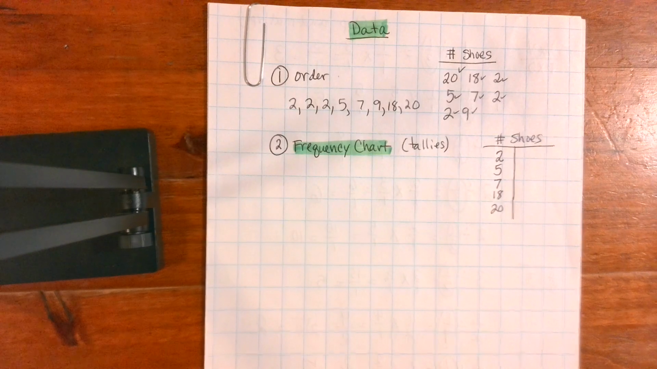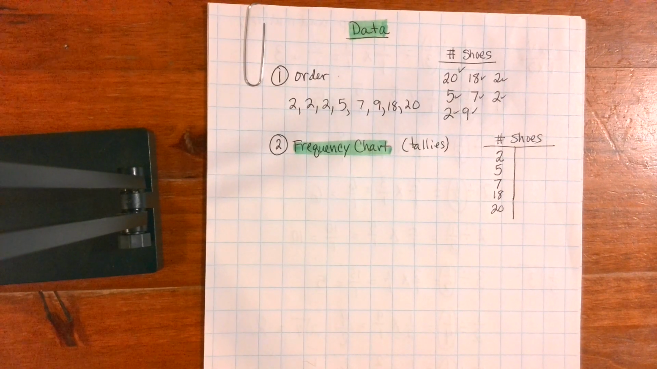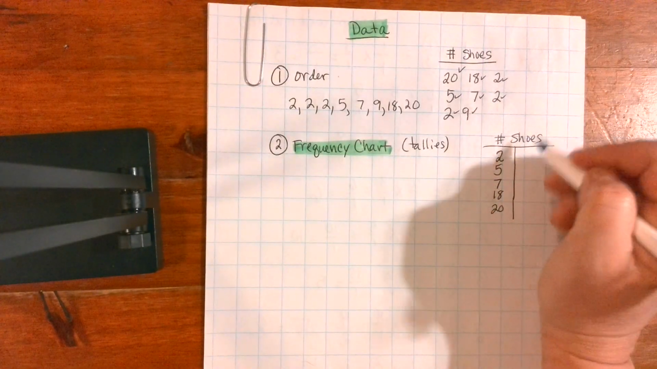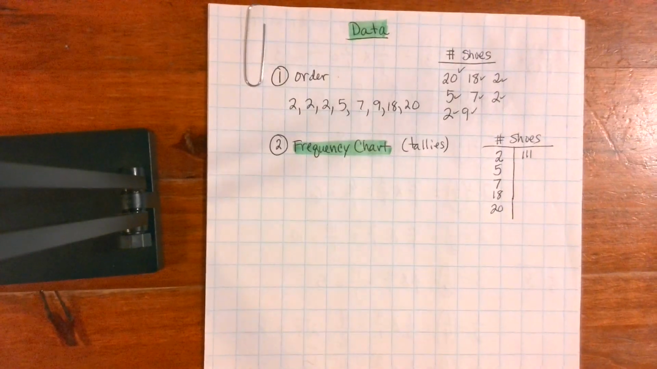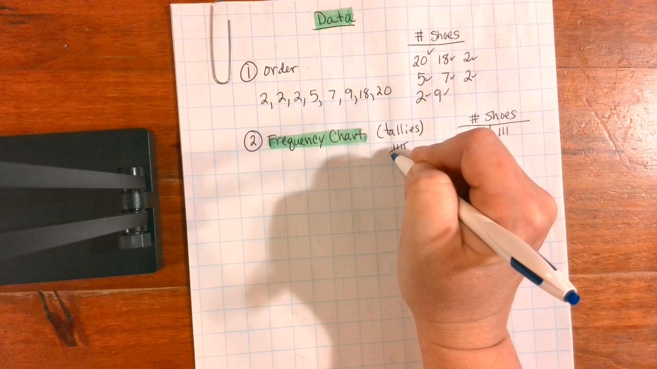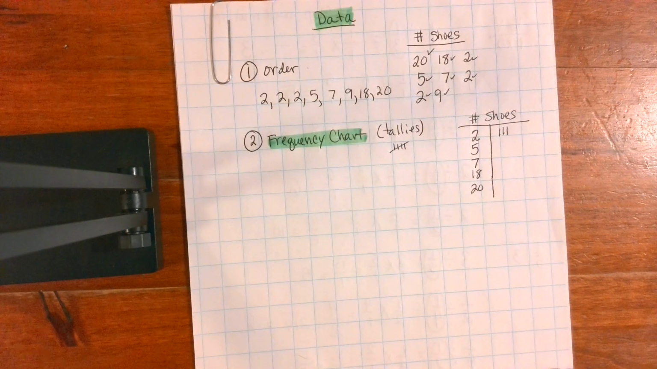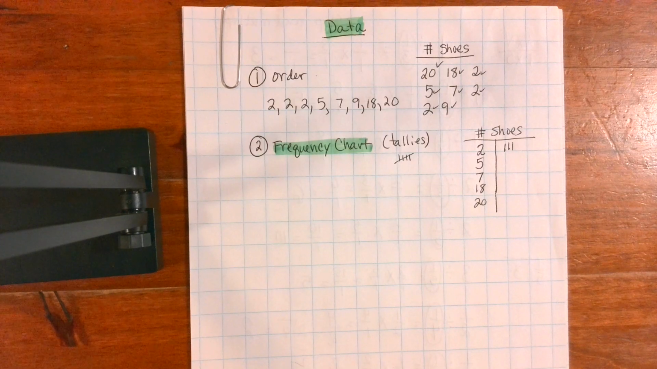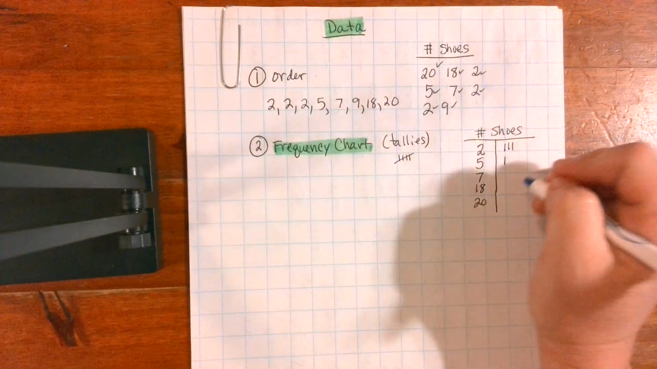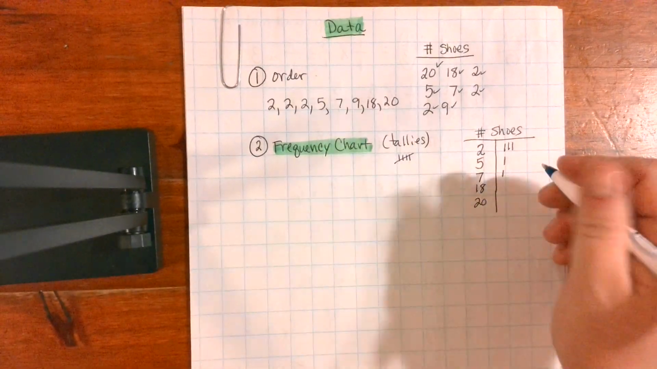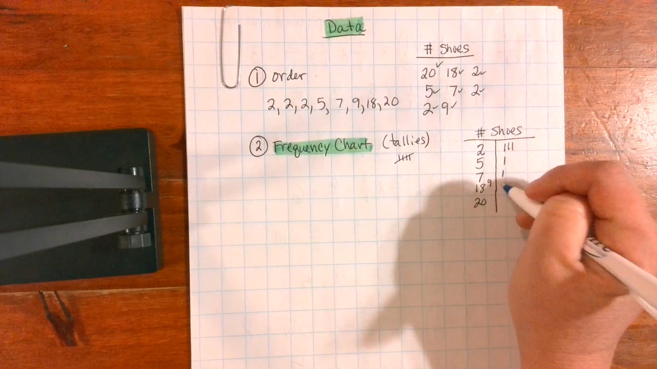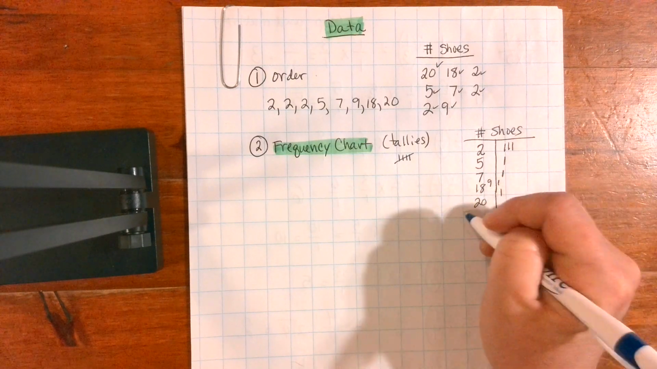And then you're going to count the number of times you see that answer. So how many 2s do you see? 3. And we're going to use tallies. So remember, 1, 2, 3, 4, 5. We'll practice using tallies when we do our division. We have 1 tally for 5, 1 for 7, 1 for 9, oh, I forgot 9, 1 for 18, and 1 for 20.